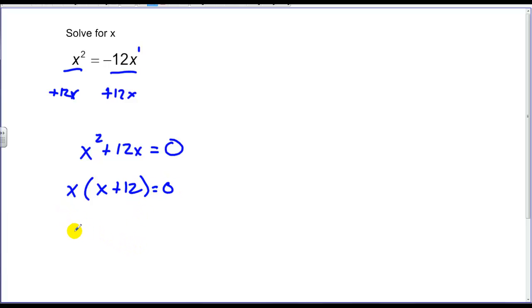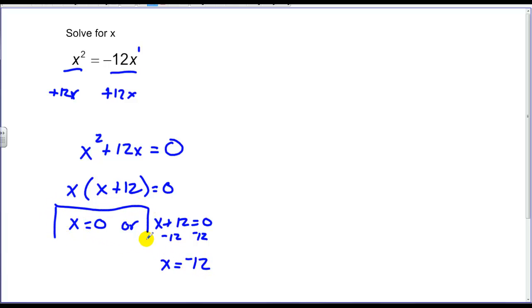Use my zero product principle. x equals 0, or x plus 12 equals 0. Subtract 12 from both sides. And x could equal negative 12 as well. So my two answers are 0 or negative 12 for this example.